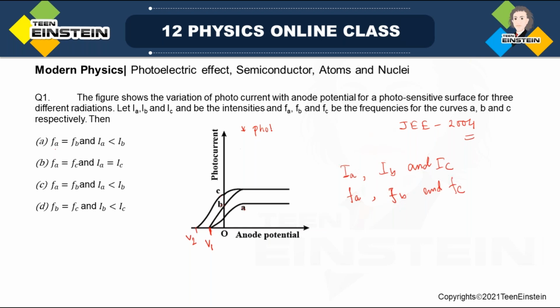We know this very well: photocurrent is directly proportional to intensity, but stopping potential does not depend on intensity.